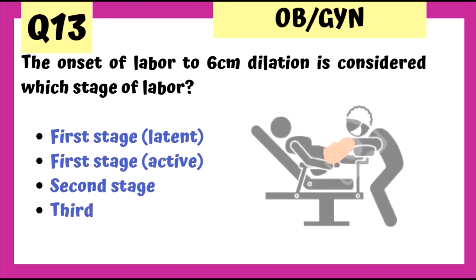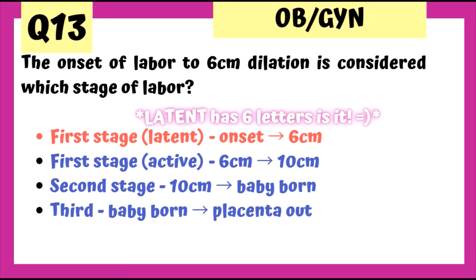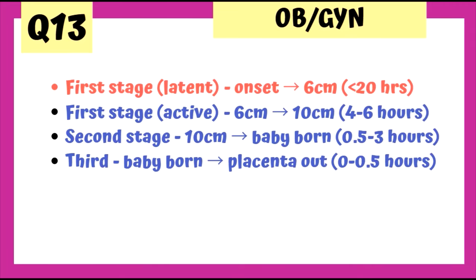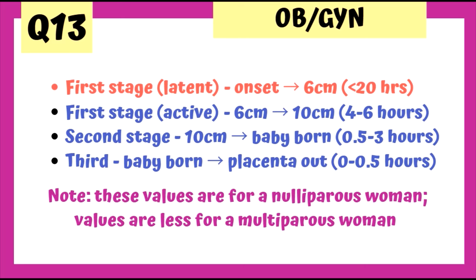Question 13, the onset of labor to 6 centimeters dilated is considered which stage of labor? So this we've got to know for exam, that's considered the latent first stage of labor. And here's just a little mnemonic if you want to remember: latent has 6 letters in it, so that's until 6 centimeters. There's just how long each stage should take. For example, the latent phase should take less than 20 hours, and so on. You could take a look at this over here. But this is all for a nulliparous woman. Values are less for a multiparous woman.